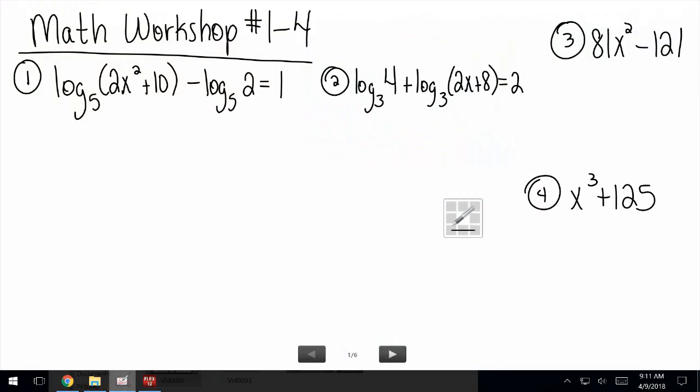What about number 1? How do you put two logarithms together that you are subtracting? You divide them.